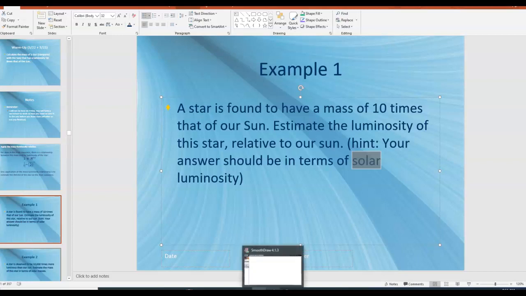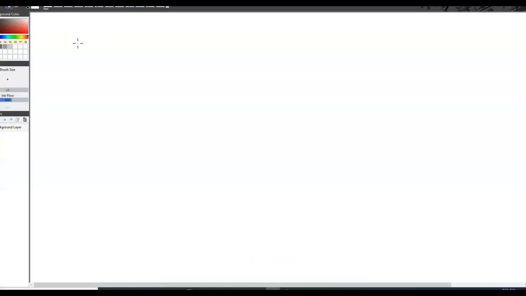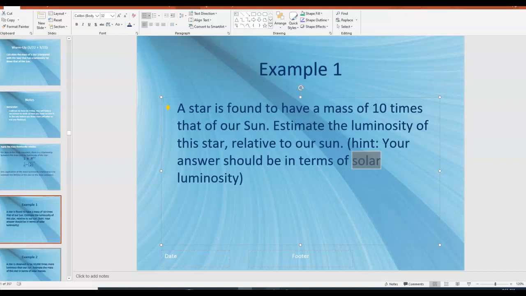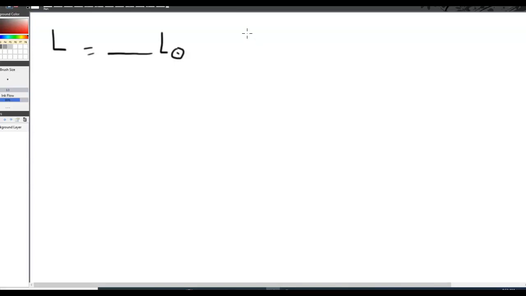Okay, so our answer should look something like, just to give you an example, L equals some number times the luminosity of our sun. Okay, that's what it means when it says relative to our sun's luminosity. Okay, so the information we're given is that this star has a mass 10 times that of our sun. Okay, so this is a given. The mass of the star, M, is 10 times the mass of our sun.